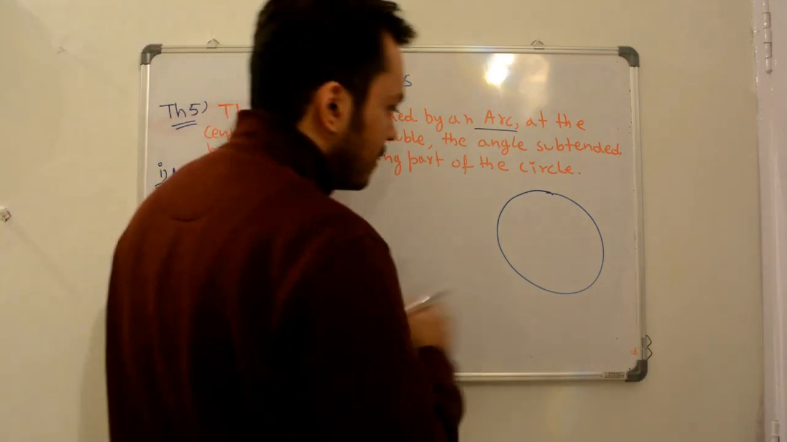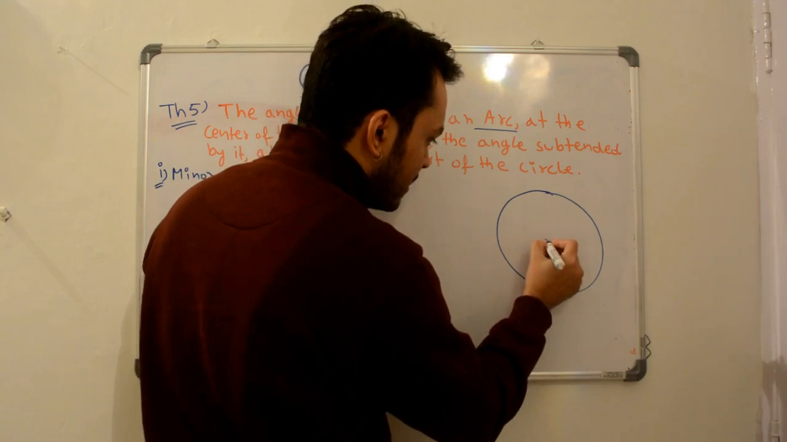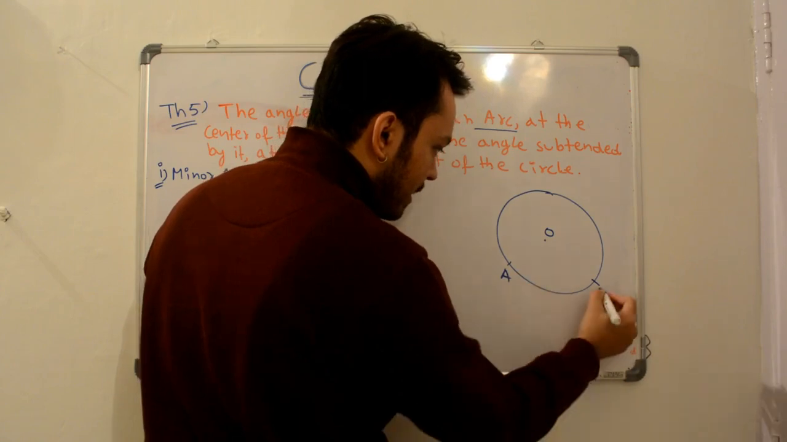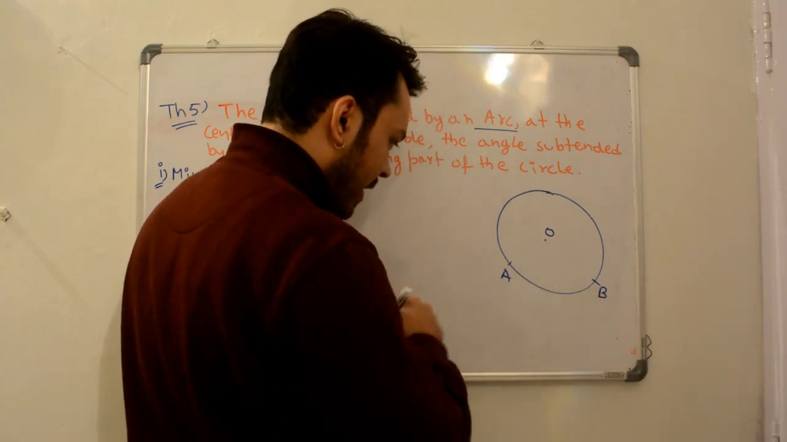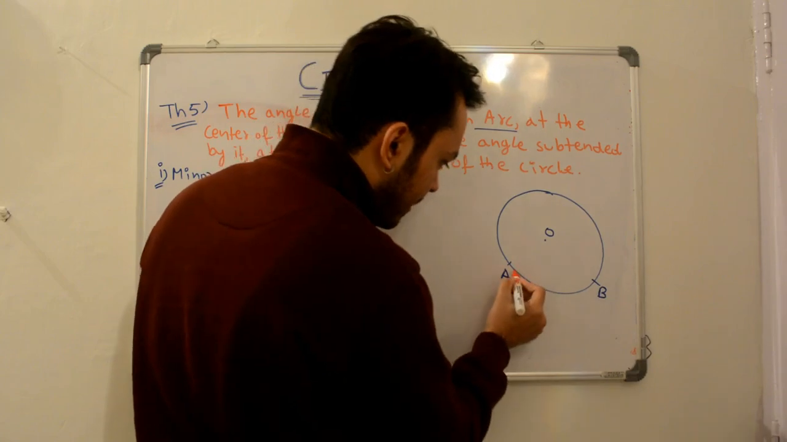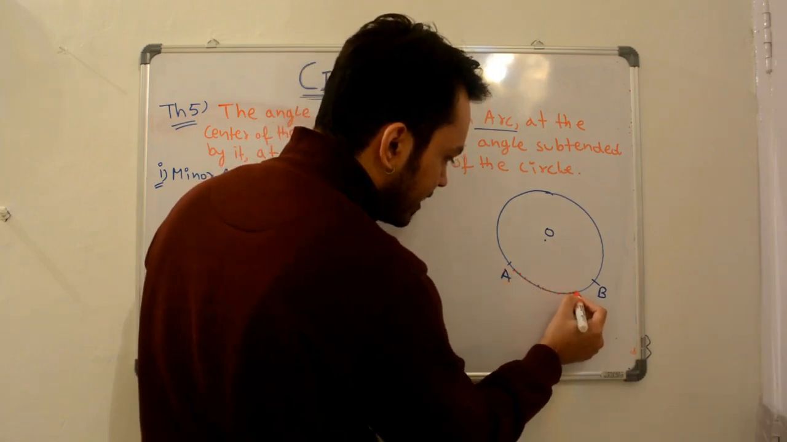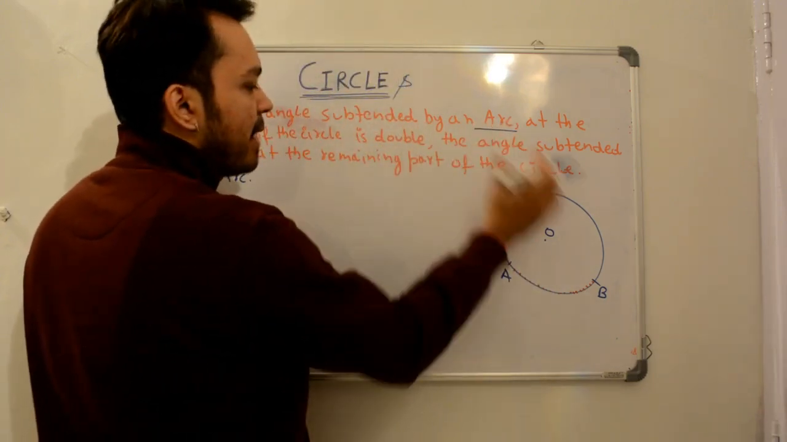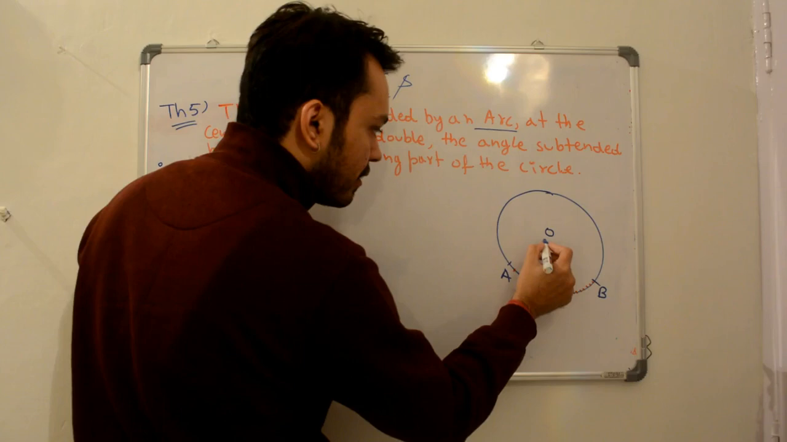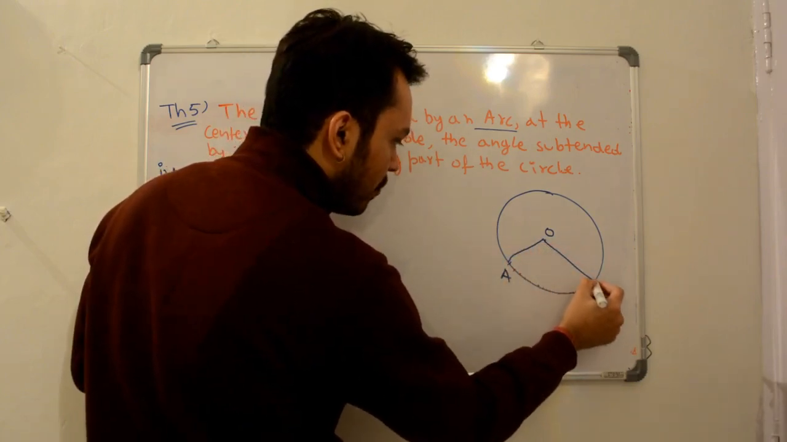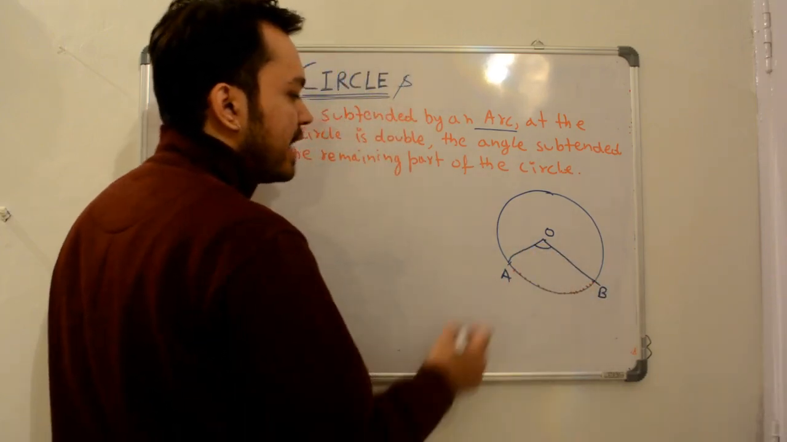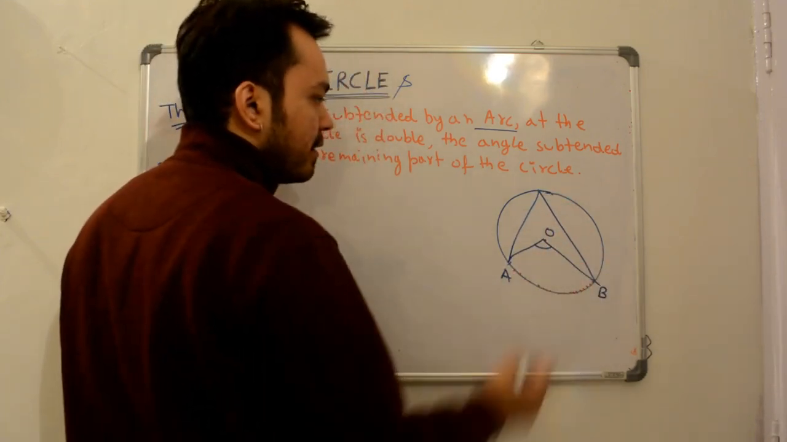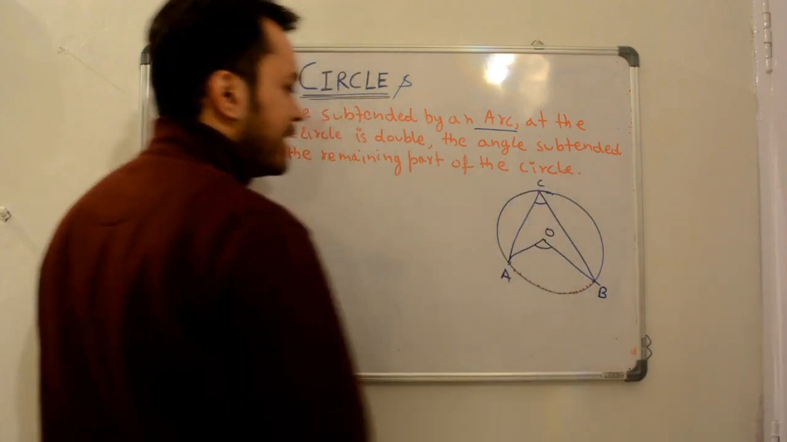Clear? So again, what is the main point of a circle? It is the center O. Now let me take 2 points on the minor arc, A and B, right? Now here we are talking about this arc. Let me highlight this with red dots. Clear? Now the angle subtended by an arc at the center of the circle, which is this angle AOB, is double the angle subtended by the same arc at the remaining part of the circle. Let this be point C.